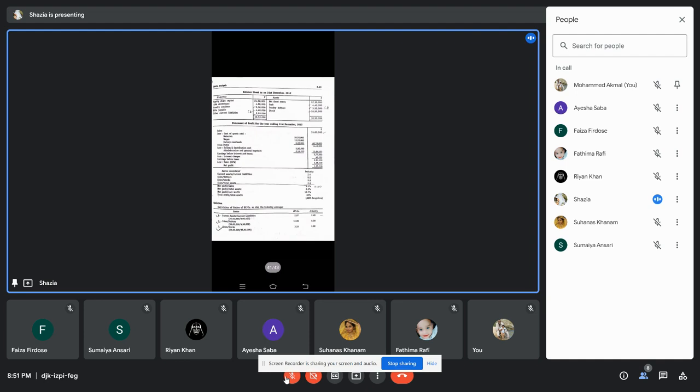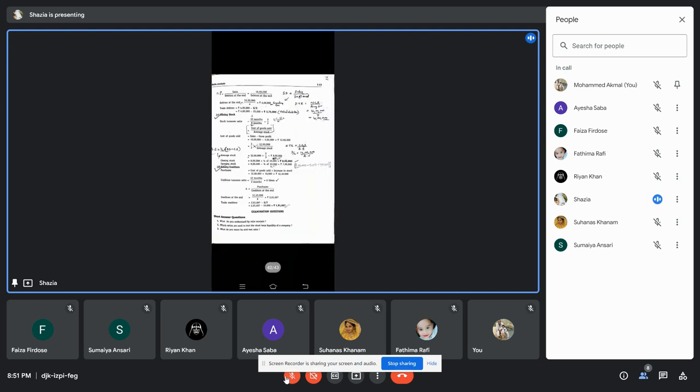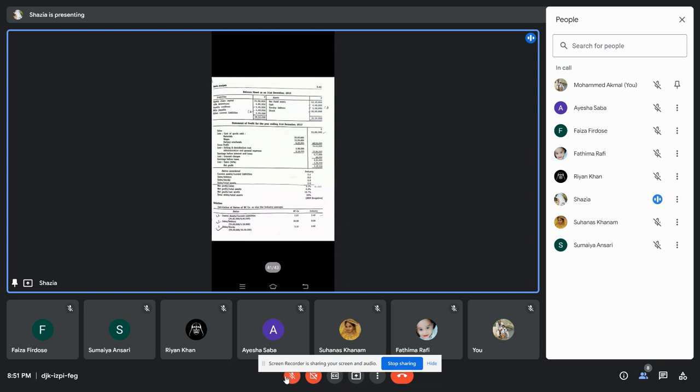So 3.12 I'll do tomorrow. Then we are left with 3.13. Only two problems are there. Tomorrow I think I'll wind up the chapter. Then I'll send you the PDF of the next chapter, probably tomorrow only. Then on Tuesday we'll start the new chapter. Is it clear to everyone?